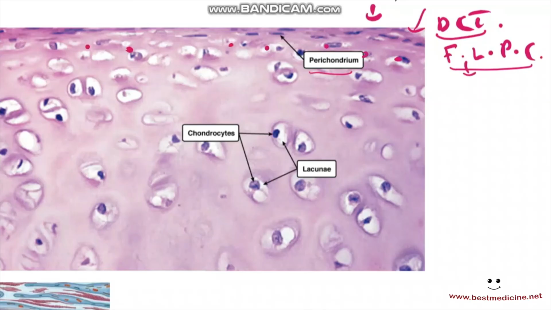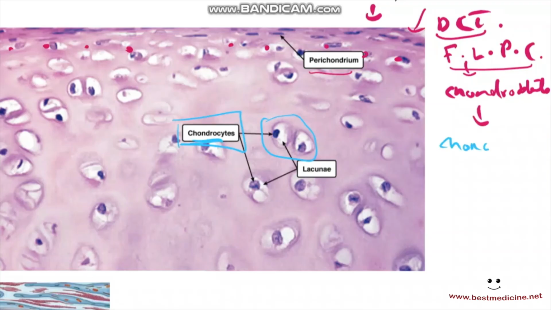Over here. These cells are called chondroblasts, right? And then those chondroblasts differentiate to form the cells that are present inside the lacunae, right? And those cells are called chondrocytes, right? So I'm going to write this down. Chondrocytes present inside the lacunae.